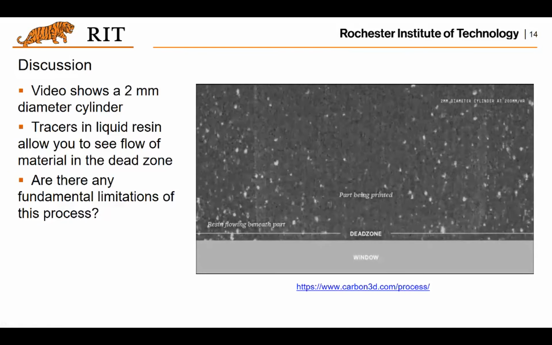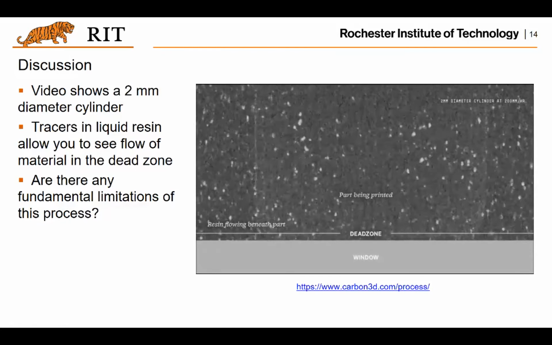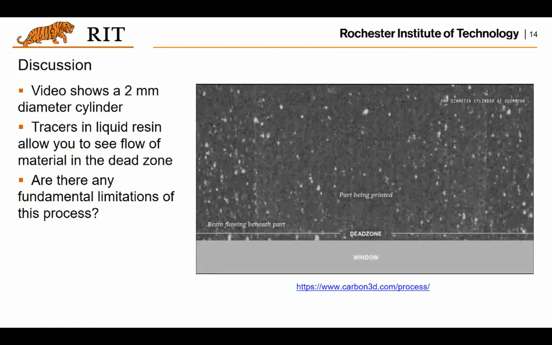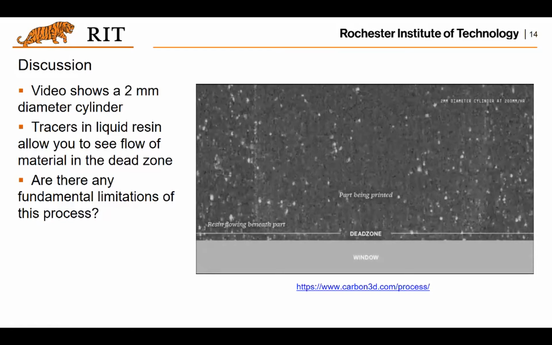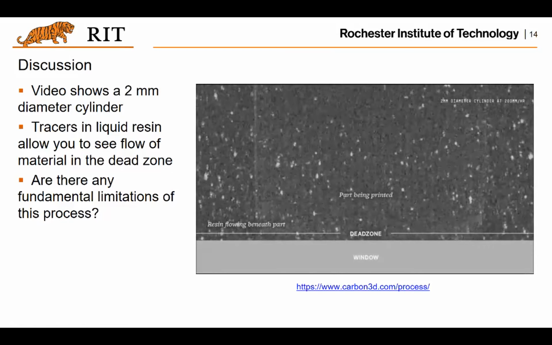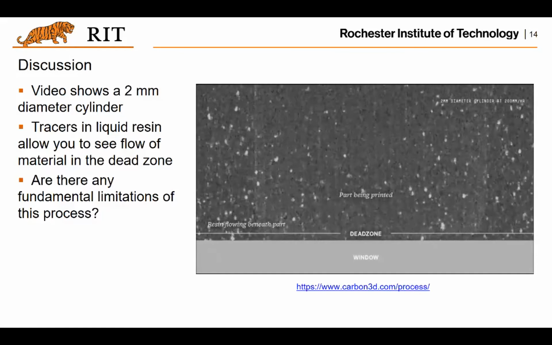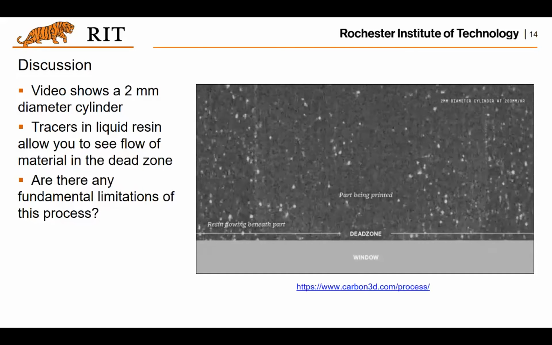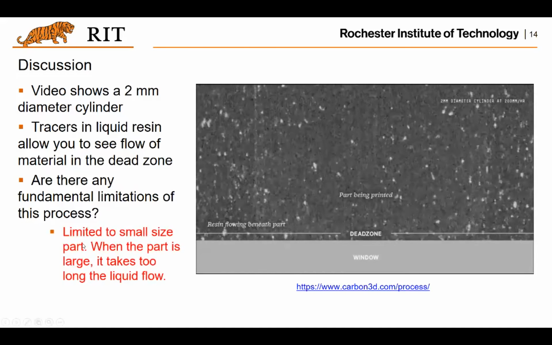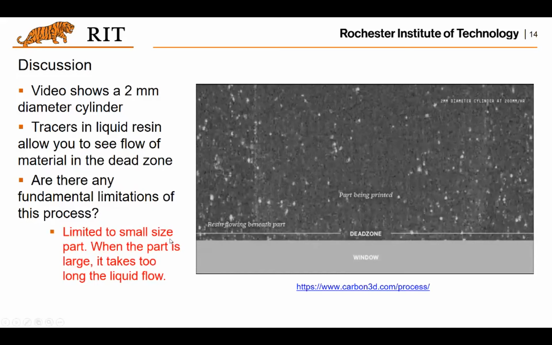But there is a fundamental problem. I mean, everything looks so good, but still there's no free lunch, right? They achieve this continuous lifting, continuous process. But if that's the case, why are other companies still there? Why didn't Carbon take over the whole market? The reason is, if you do something like this, this process is still limited to small size parts.